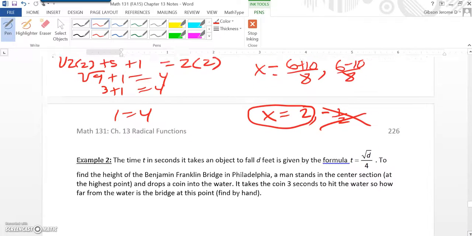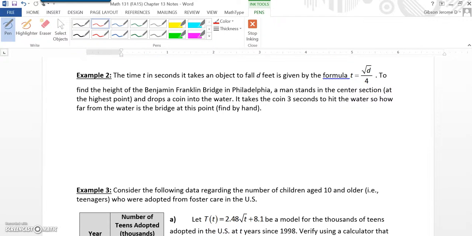Now, we come here to the next page. We're doing example 2 here. And we have this problem. It says the time t in seconds it takes an object to fall d feet is given by the formula t equals the square root of d over 4. Find the height of the Benjamin Franklin Bridge in Philadelphia.